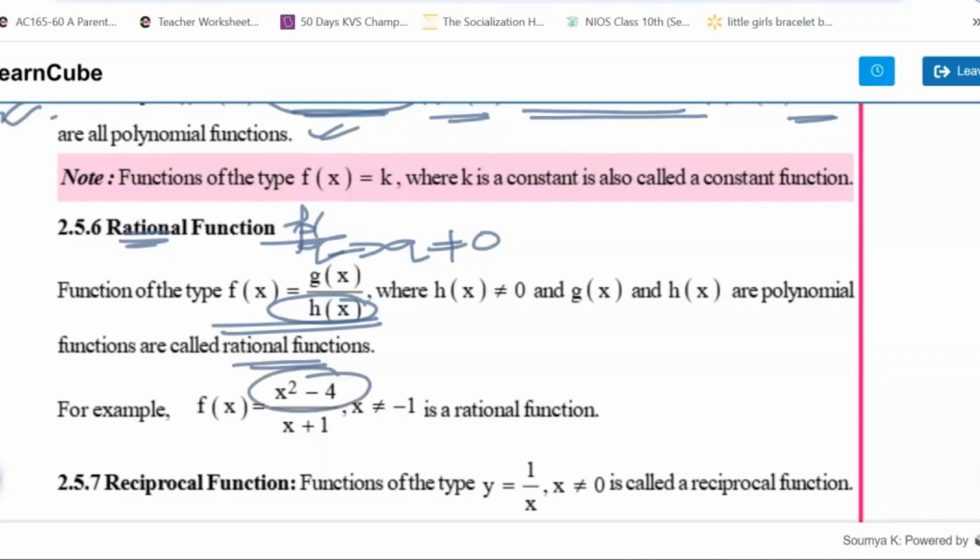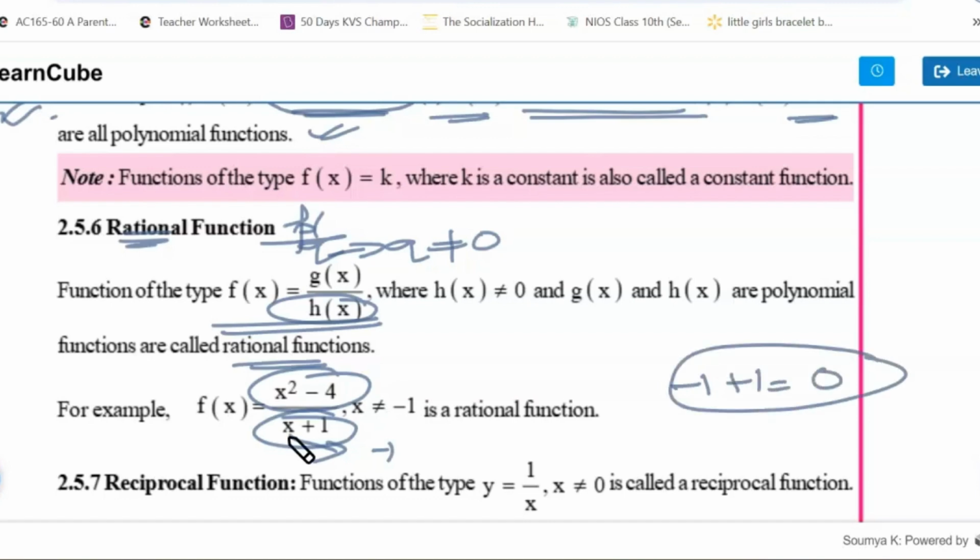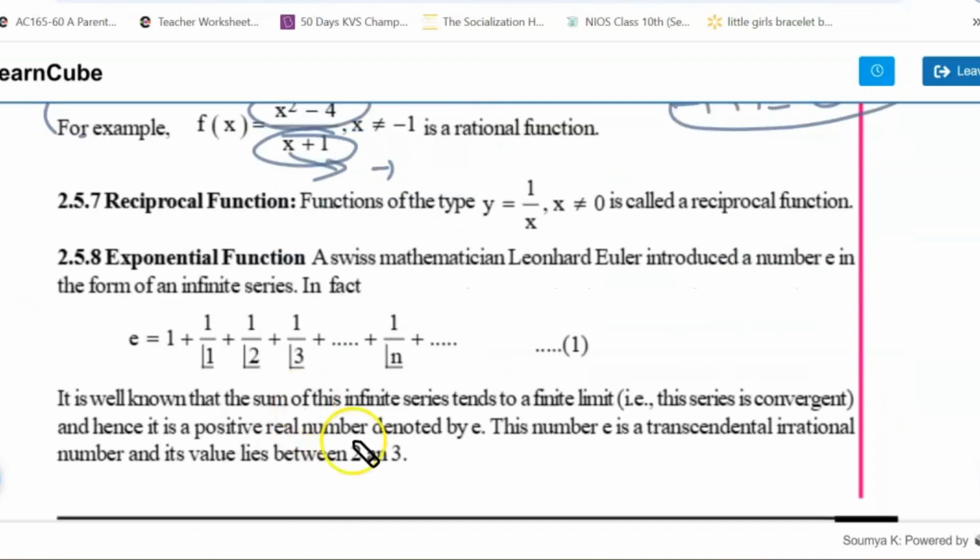For example, this is a polynomial, this is another polynomial, and here the value of x should not turn to minus 1. Why? Because if it turns to minus 1, the denominator will become minus 1 plus 1, that is equal to 0. Okay, so the denominator should not be 0. That is the only condition. So this is rational function. Next one is reciprocal function.